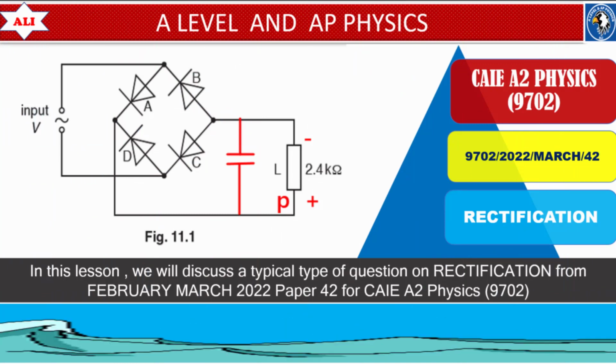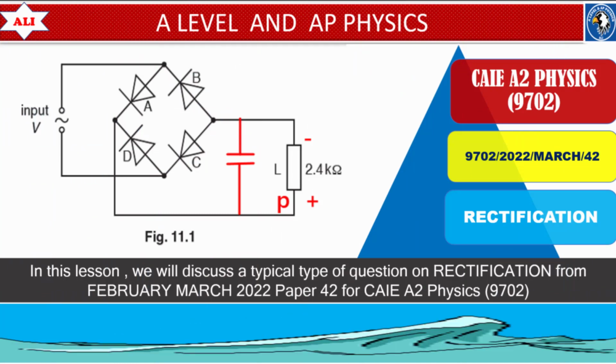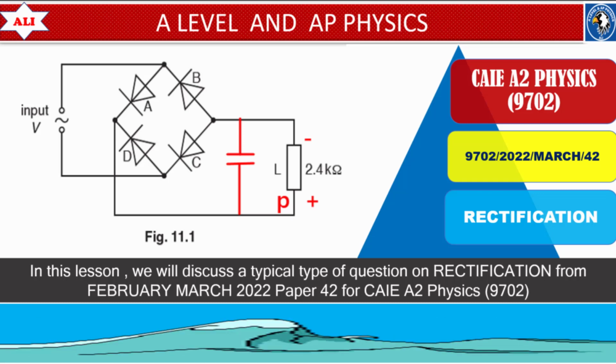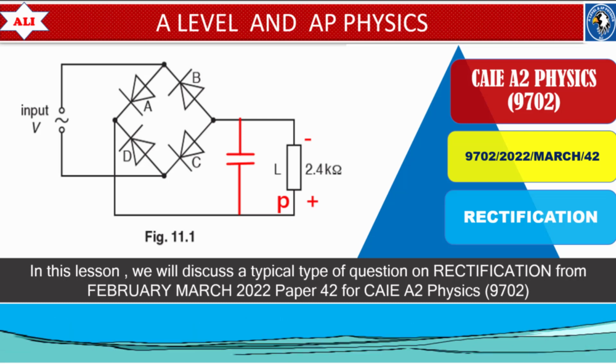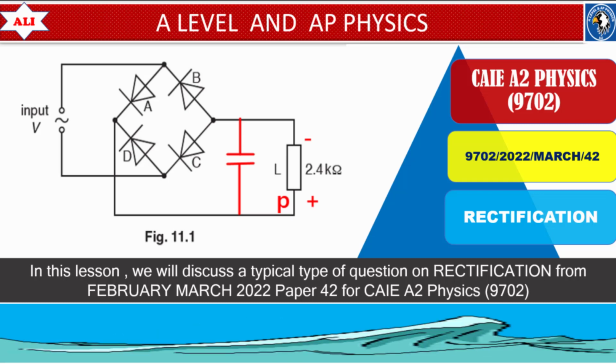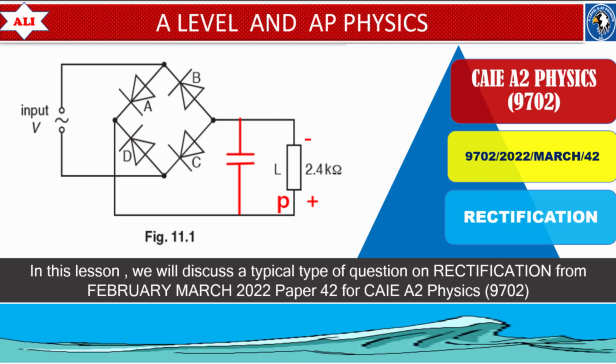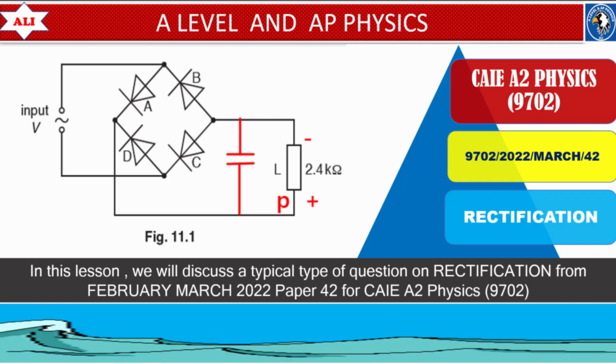In today's lesson, we will discuss a typical type of question on rectification from March 2022, Paper 4, Variant 2. We will discuss how to complete a full wave rectification circuit, and also how to write the equation for a sine graph. At the end of the video, we will also discuss how to calculate mean power dissipated in a resistor.